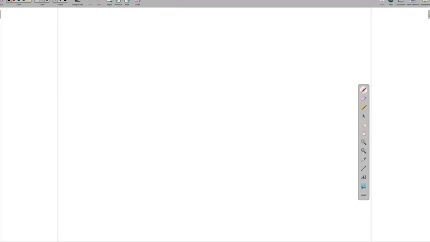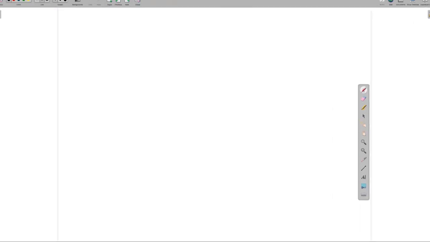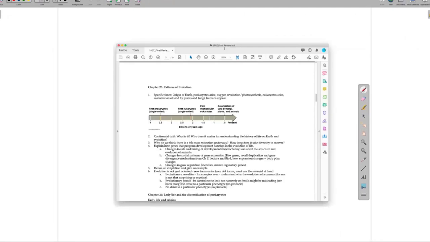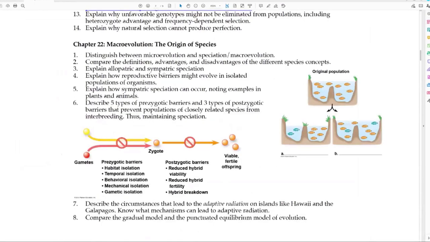Should we just jump to phylogenies? Oh, everything will be on these, yeah. Yes, so basically we look at this little guy. It's pretty good. And I did include some pictures in here, so that should help jog your memory.